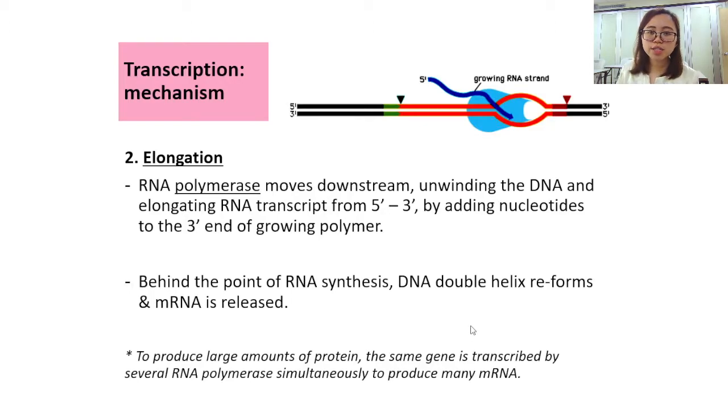Okay, sometimes your cells need to produce large amounts of the same protein. So it will transcribe the same gene many times. The same gene will be transcribed by several RNA polymerase simultaneously to produce many mRNA. So kalau dia mau hasilkan banyak protein yang sama, dia kasih banyakkan RNA polymerase. Okay, satu sudah lalu, terus masukkan yang kedua. Kedua baru sampai setengah, masukkan yang ketiga. Untuk sel kita hasilkan lebih banyak protein yang sama.